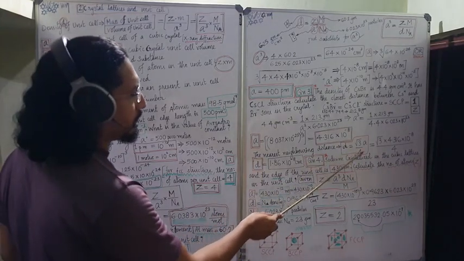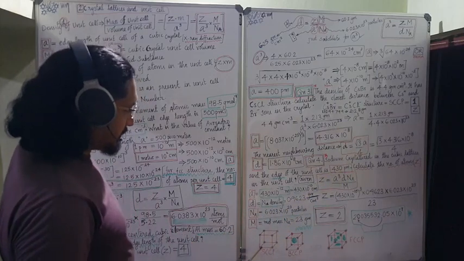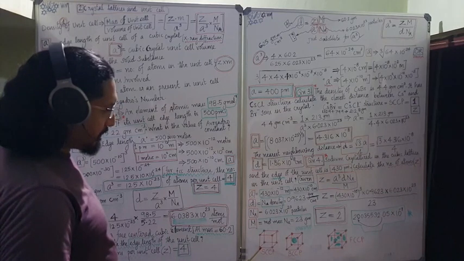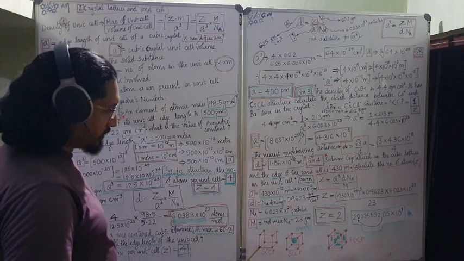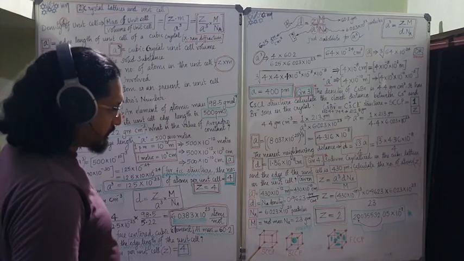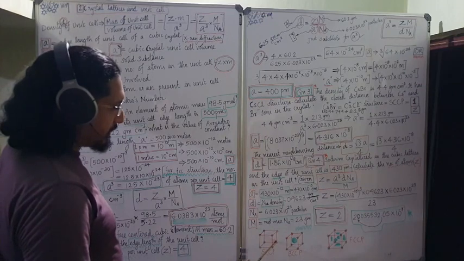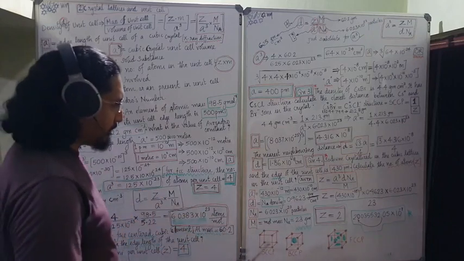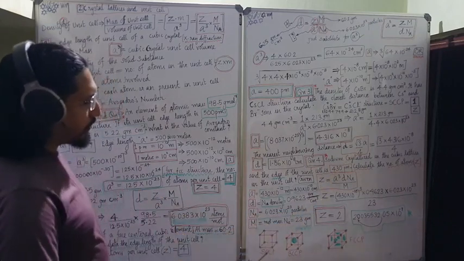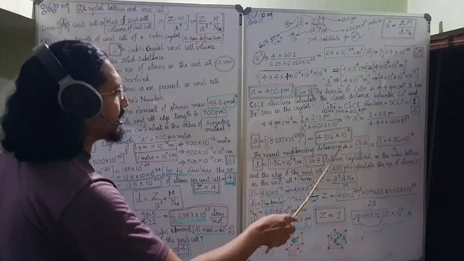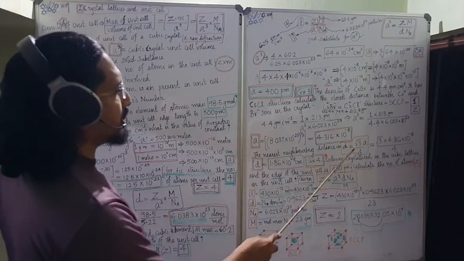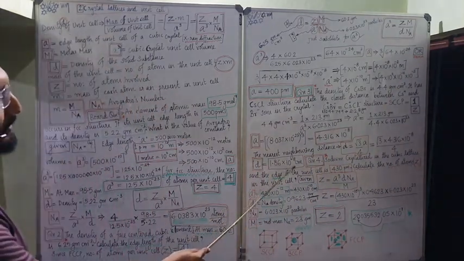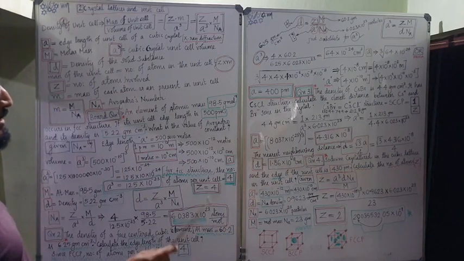D is equal to root 3 by 4 a, which is coming from the cubic structure. The distance from the front left side bottom to the back side top right is root 3, which you can calculate by the hypotenuse theorem, and that is divided by 4 into the edge length. So just put root 3, 4, and the value of A, and complete. D is equal to 1.86 into 10 raised to minus 8 centimeter.